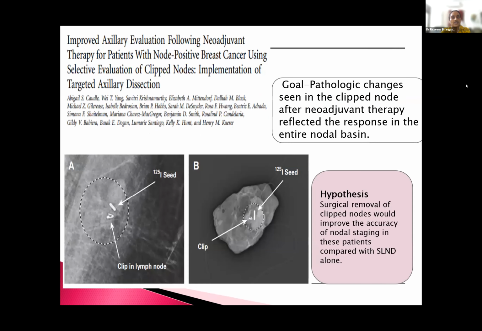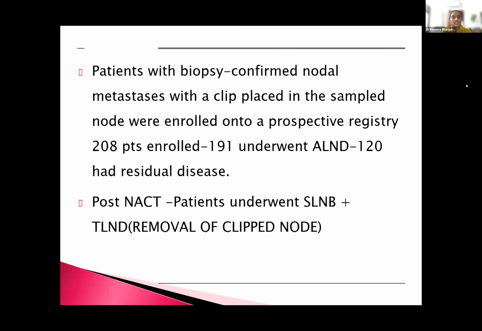whereby their goal was to see whether the pathological changes seen in the clipped node after neoadjuvant therapy reflected the responses in the entire nodal basin, with the hypothesis that surgical removal of the clipped node would improve the accuracy of the nodal staging in these patients compared with SLNB alone. So patients with biopsy confirmed nodal mets with a clip placed in the sampled node were enrolled into a prospective registry. 208 patients enrolled, 191 underwent axillary lymph node dissection, and 120 had residual disease.